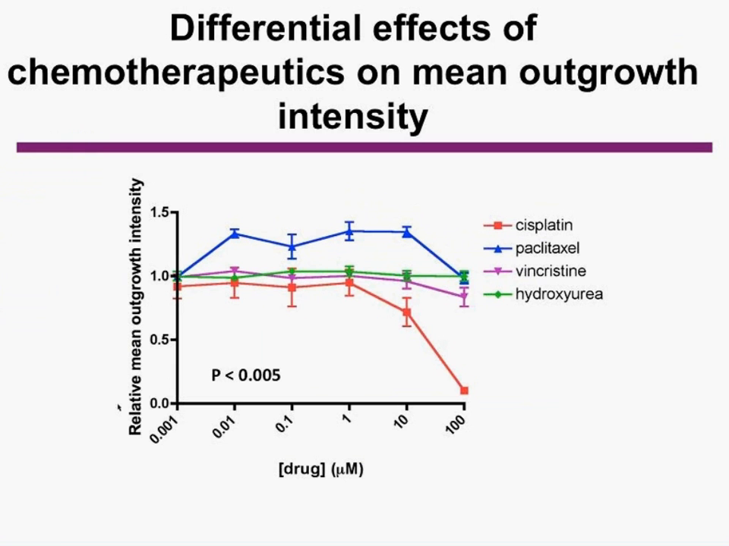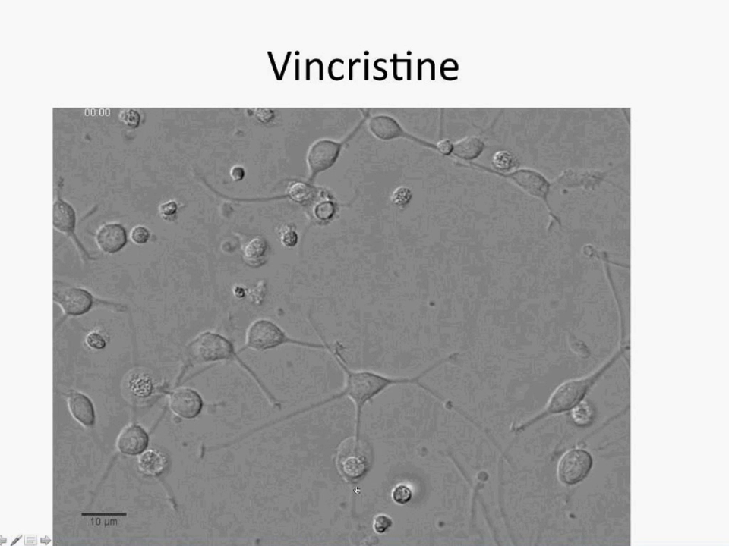So in that particular measurement where you're looking at relative mean outgrowth intensity, paclitaxel is significantly different than the other drugs. The other drugs are fairly similar, again, with some effect at 10 and 100 micromolar of cisplatin. Vincristine is unique in that it's very highly neurotoxic, and in this case I'd like you to pay special attention to this particular neurite here as I show the movie.